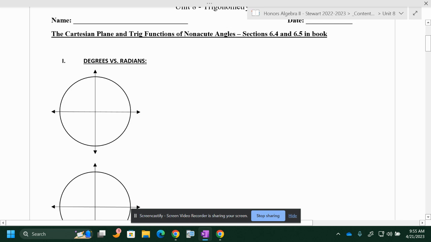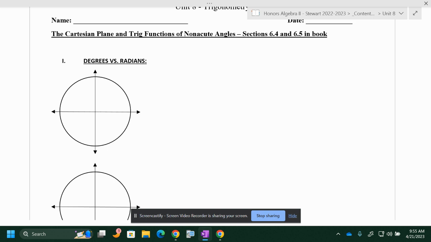Right, today we are talking about the Cartesian plane and trig functions of non-acute angles. This is where we get into a little bit more than just degrees. We start looking at what radians actually are. Radians are another way to measure around a circle. For the most part, like we use degrees within a circle, we use radians as well.